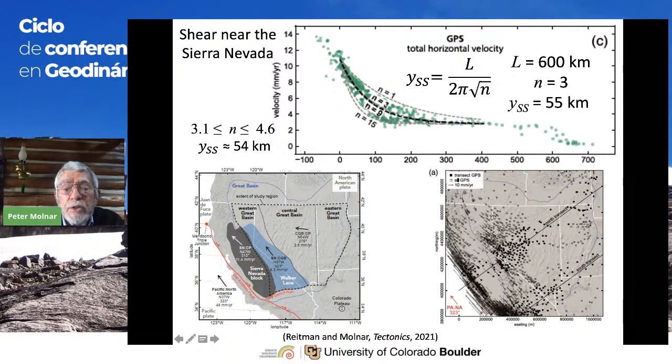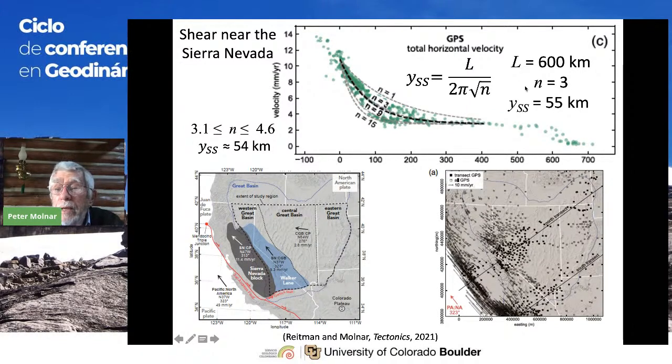But you can see there's a speed up in here, and you can fit this with an exponential. So all of these curves are curves of an exponential form, but using different values of this characteristic distance, this decay distance in the exponential, where L has been set at 600 kilometers. And if n is 1, Newtonian viscosity, the decay is too slow. If n is 15, the decay is too fast. Some data are fitting n equals 9, but most of the data are fitting the region between 3.1 and 4.6.